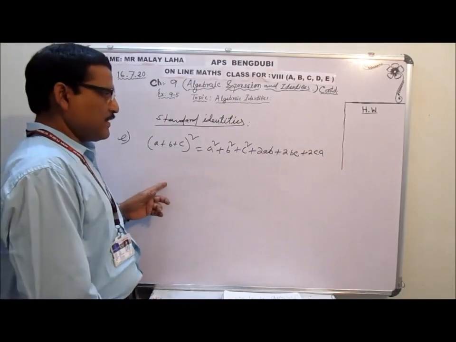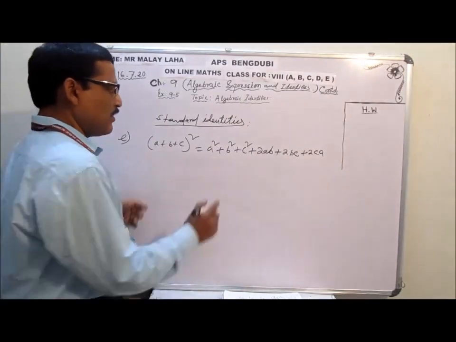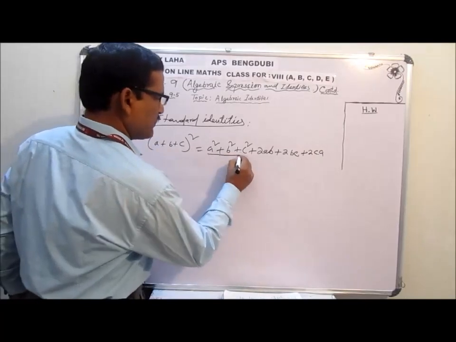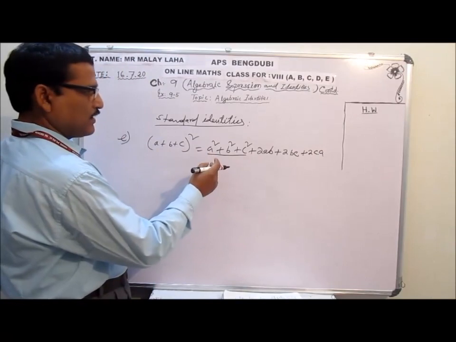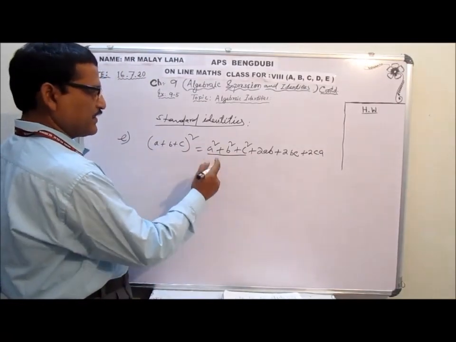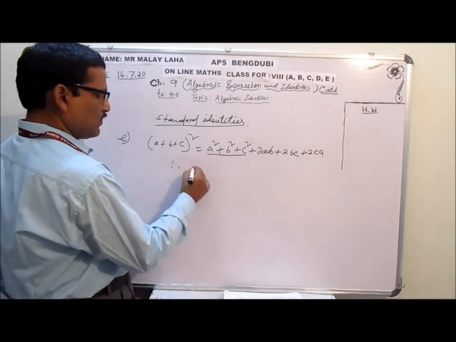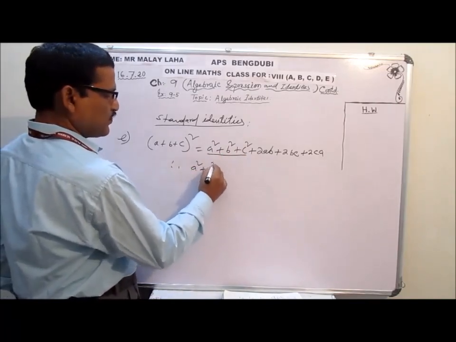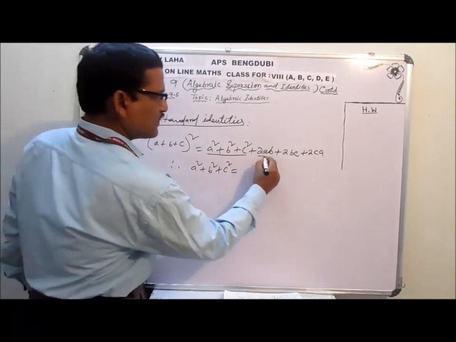In class 9, maximum cases will be like this. You will not get a question directly like this. From here, you know this identity. From here, how can I find out some other form of the identity? How can I find out a square plus b square plus c square? a square plus b square plus c square equals this total part.